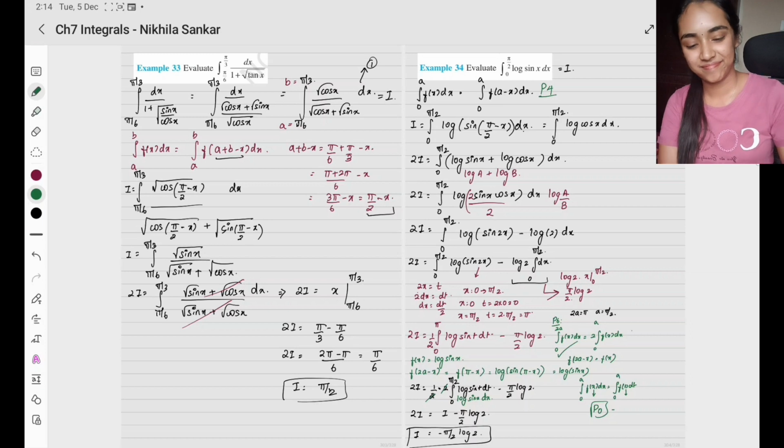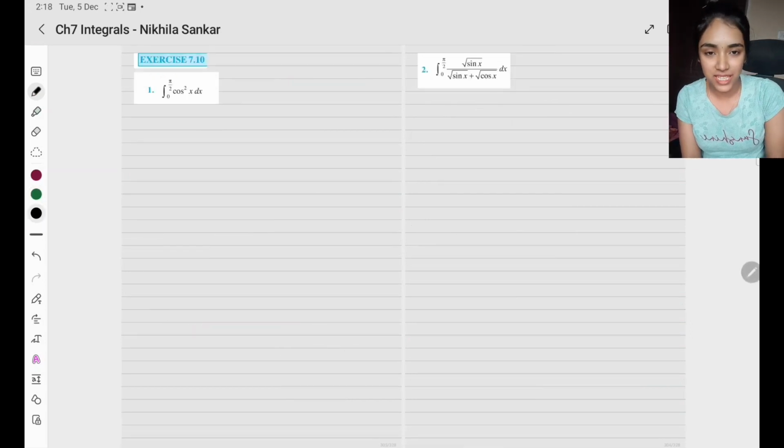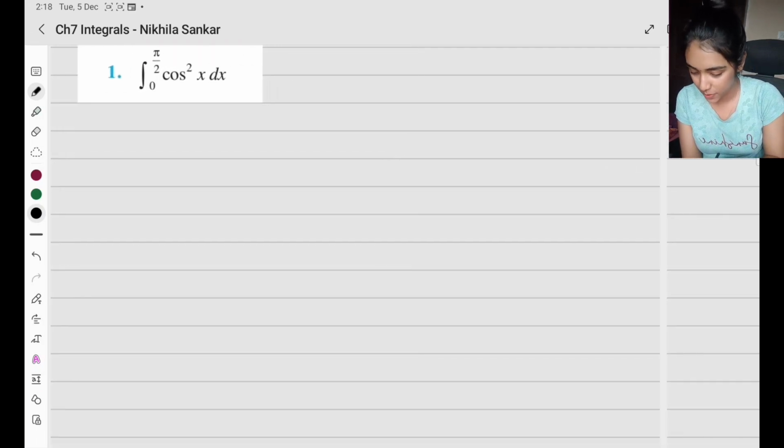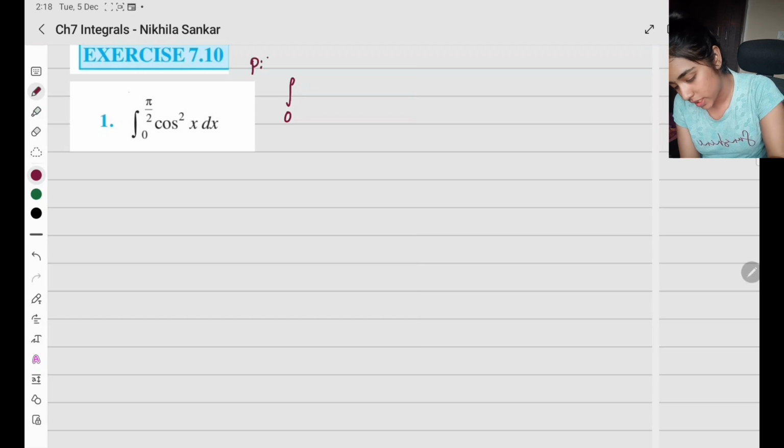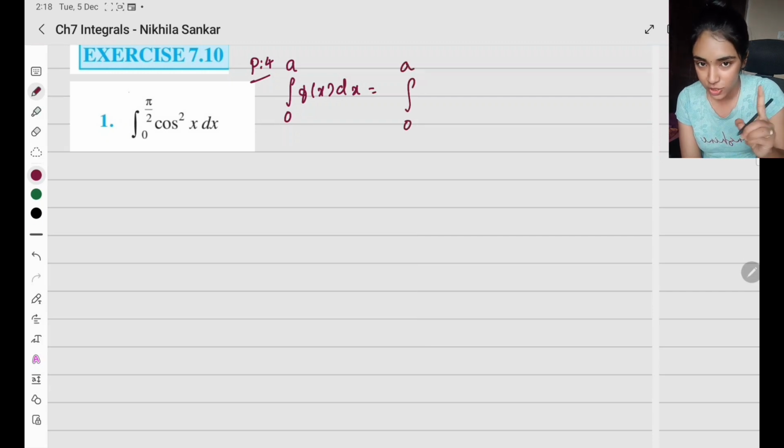Moving on to the last and final exercise of the chapter, exercise 7.10. So, first question. In this exercise, in the chapter on definite integrals, you will mostly be using property number 4. Property number 4: integral 0 to a of f of x dx becomes integral 0 to a, the limits do not change. So this becomes f of upper limit plus lower limit minus x. What is the upper limit? a. Plus lower limit, 0, minus x. So f of a minus x times dx.